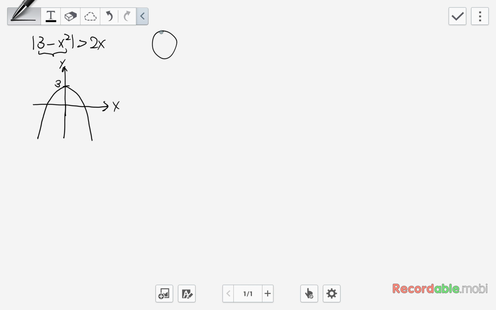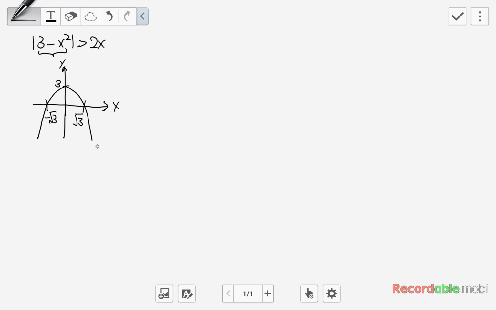Sad face and smiling face. This is when negative x squared, and this is positive x squared, when the coefficient of x squared is positive, right? So, what should be here? If this x is root 3, then when we square it, we'll get 3. 3 minus 3 will give us 0. So this is root 3, and this is minus root 3.